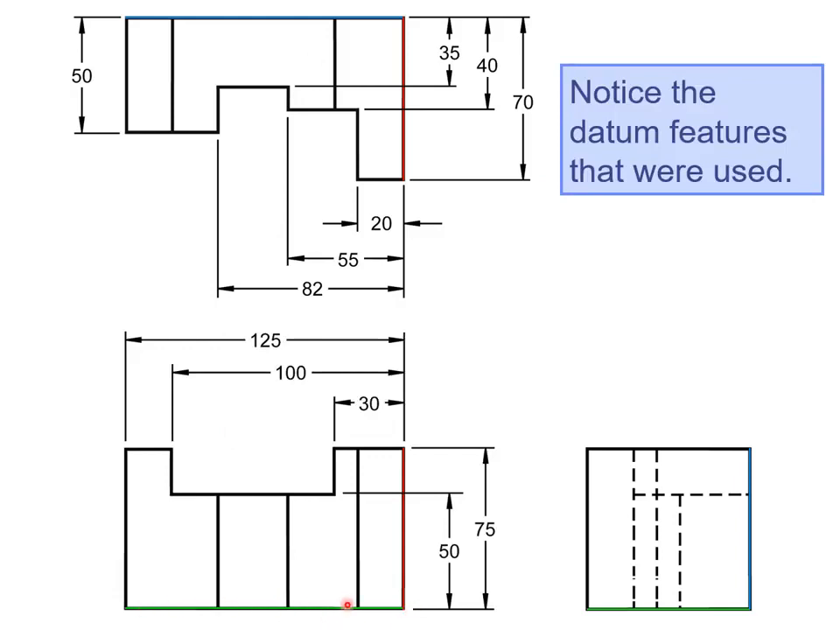Okay, the front view. Again, the base, that's a good datum, a lot of surface area, and we also identify this as a large surface area. So for the green datum, we're going to dimension from bottom up, giving us 50 and 75. And for our horizontal dimensions, we're going to go off of the right side, which has more surface area than the left side. So we're going to dimension from right to left, right to left, right to left, giving us 30, 100, and 125. So that's how we dimension. We identify our datums and dimension off of those datums.